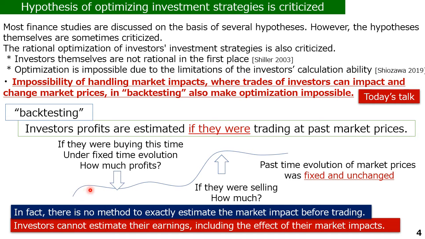So under the fixed time evolution, they calculate how much profit they make. And at this time, if they were selling here under the fixed time evolution, how much they would earn. So in fact, there is no method to exactly estimate the market impact before trading. So investors cannot estimate their earnings, including the effect of their market impact.